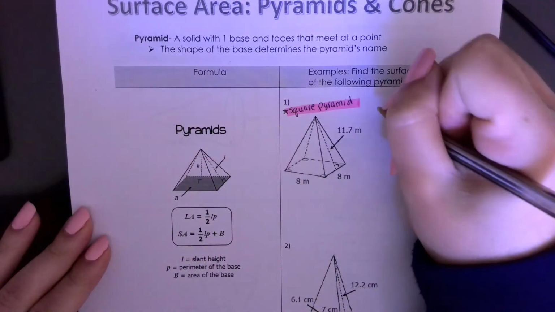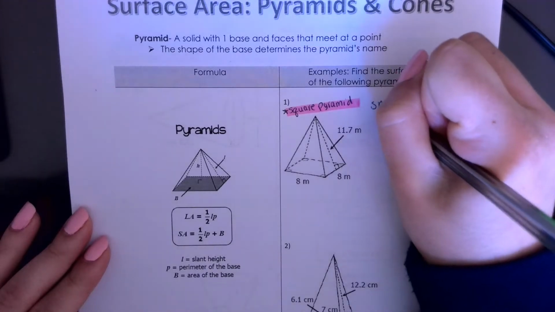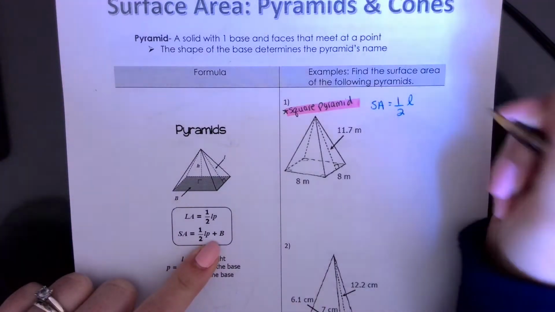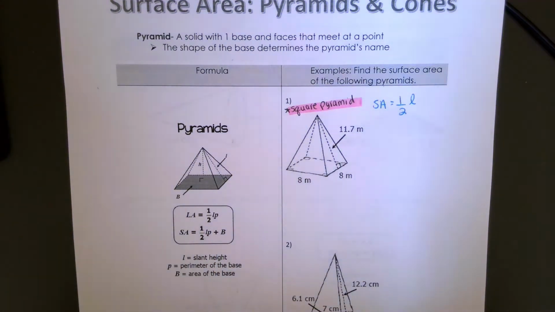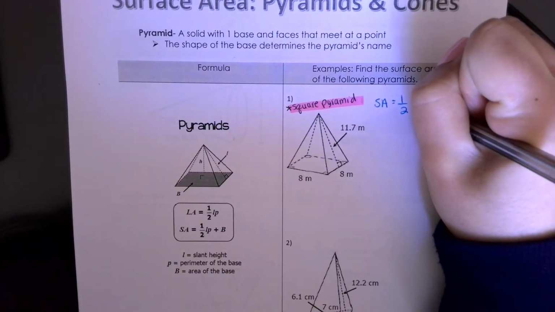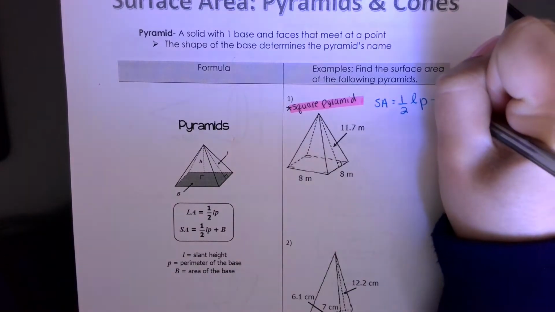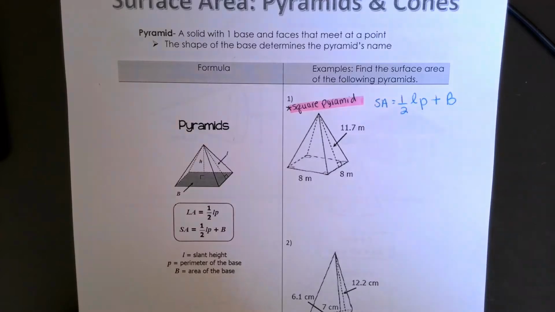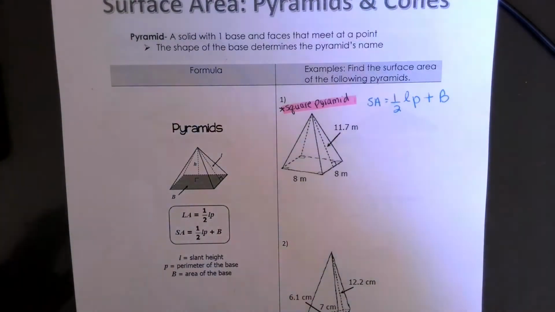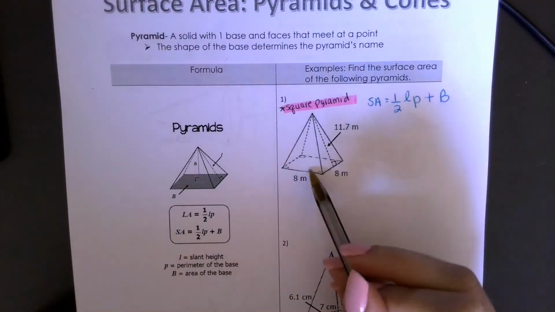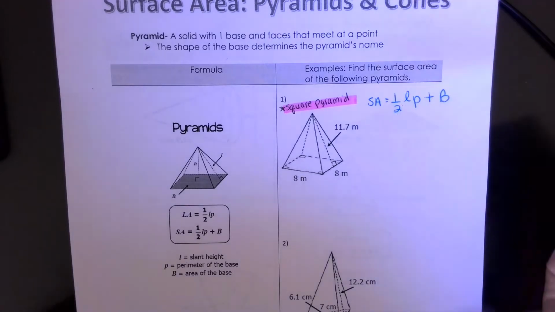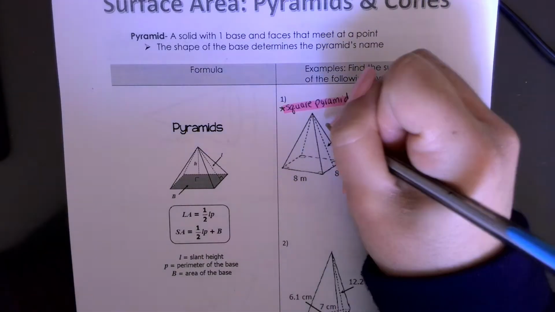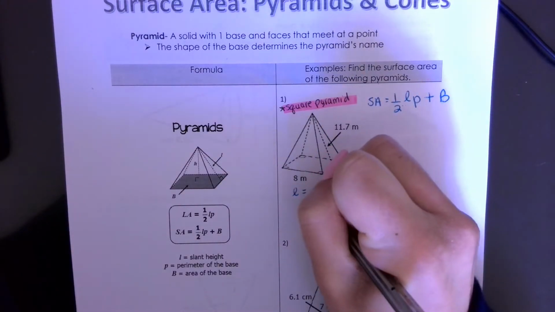So surface area equals 1/2 my slant height. I'm going to write it in cursive because if not, it looks like a 1. So it's going to be times the perimeter plus the area of the base. Before I substitute all my values in, let me label what I have. Okay, so we know this is my base. My slant height means whatever the height is slanted. So this is L. So my L is 11.7.